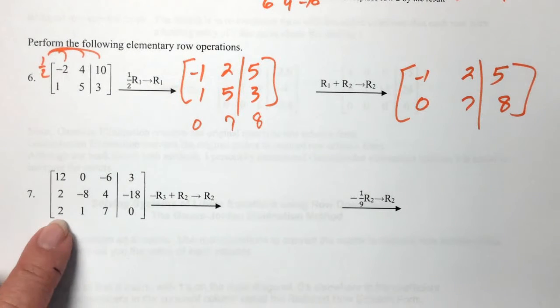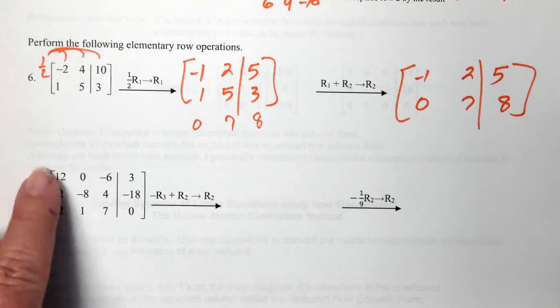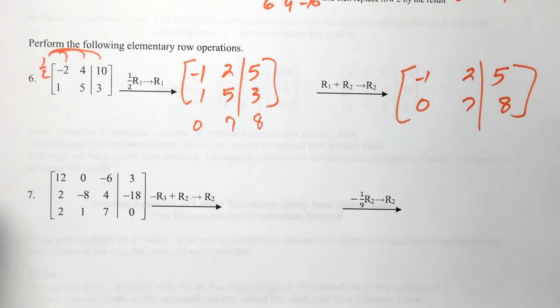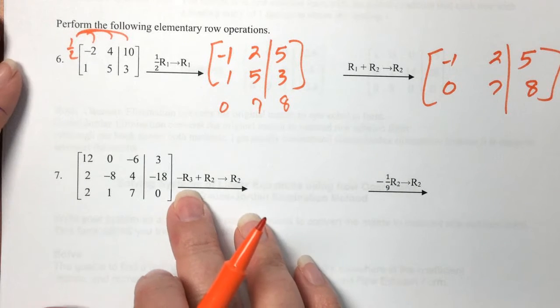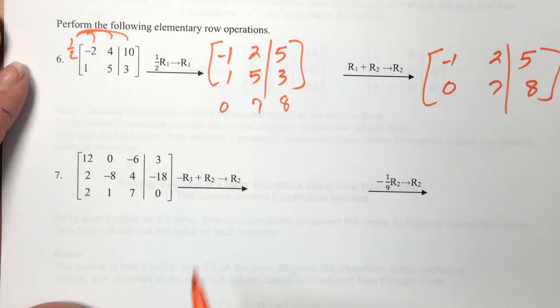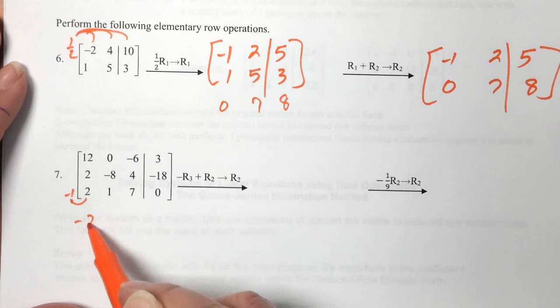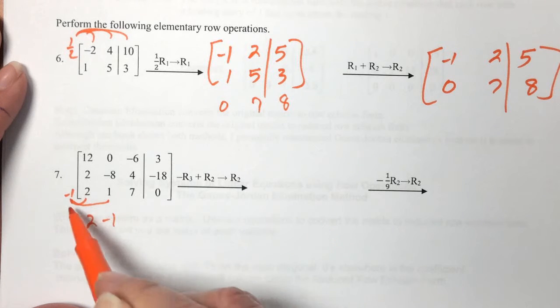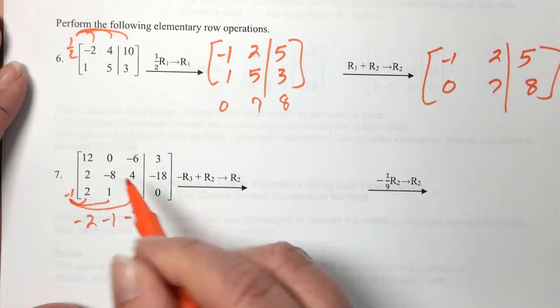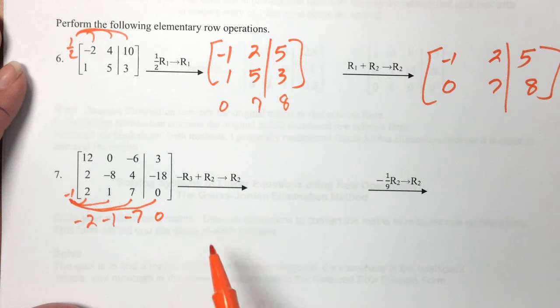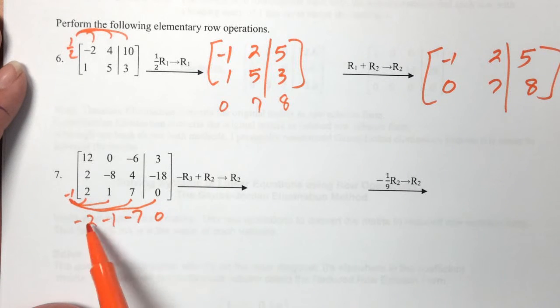New matrix here. Notice this one is a 3-row, 4-column matrix. And they're telling us with the negative R3, they're saying, hey, multiply R3 by negative 1. Okay, so negative 1 times 2 is negative 2. Negative 1 times 1, negative 1. Negative 1 times 7 is negative 7. Negative 1 times 0 is 0. So we multiplied row 3 by negative 1.